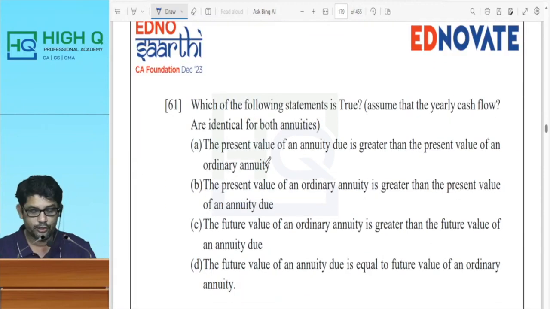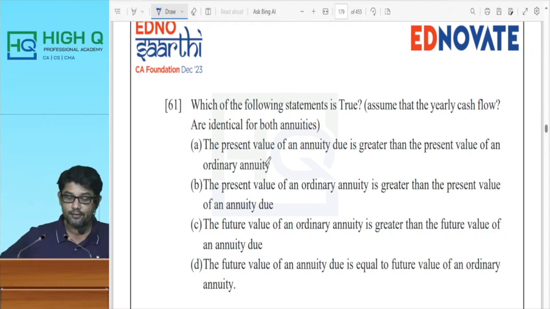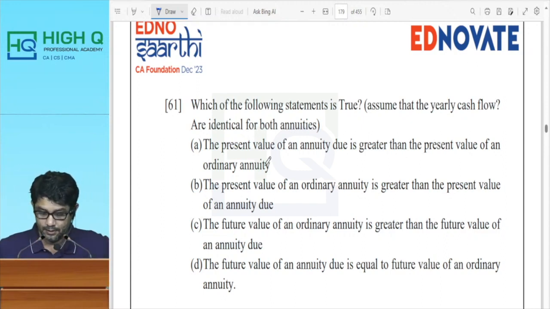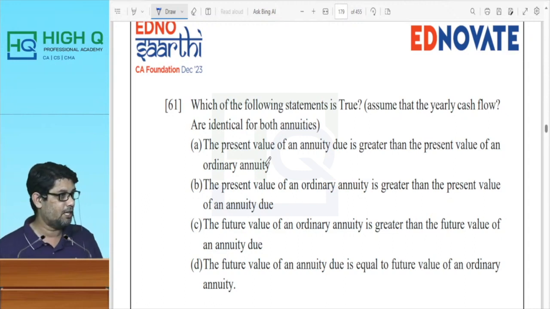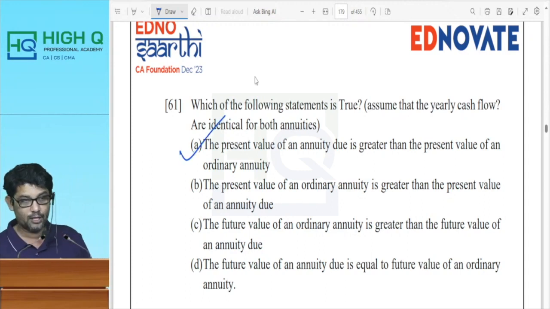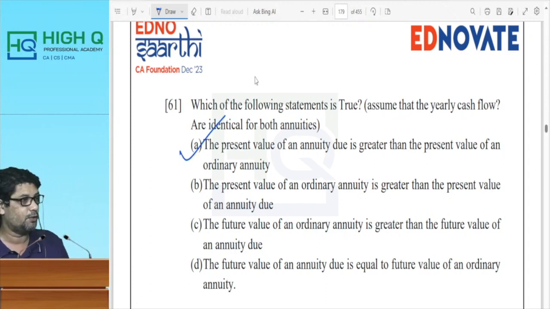Now, I want you to give me the answer for this question. Which of the following statements is true? Assume that the yearly cash flows are identical for both annuities. The present value of an annuity due is greater than the present value of an ordinary annuity. Of course, my dear. The present value of the annuity due is more than the present value of the ordinary annuity. Why? See, we are multiplying by 1 plus I. That extra multiplication is happening, right?